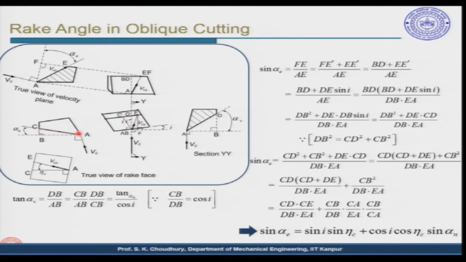If you take the normal to the cutting edge, you will get this view where this is the rake face of the tool. If you look at the tool from this side, perpendicular to the rake face, you will see a true view of the rake face, where this is the cutting edge, and the chip velocity will be along the rake face. Chip velocity will make an angle of nu c with the normal to the cutting edge.